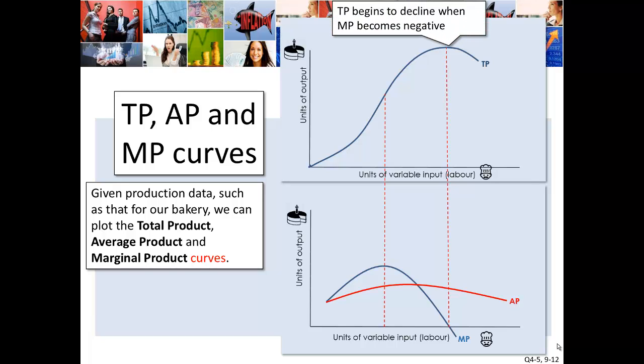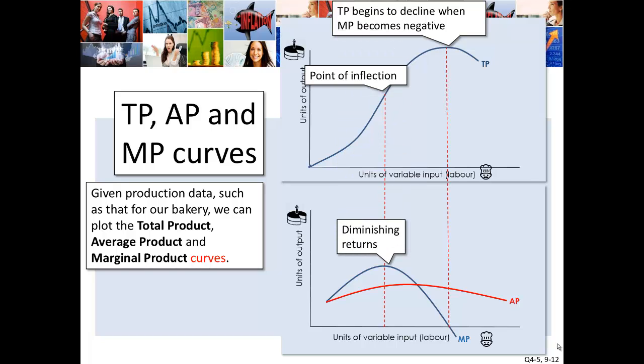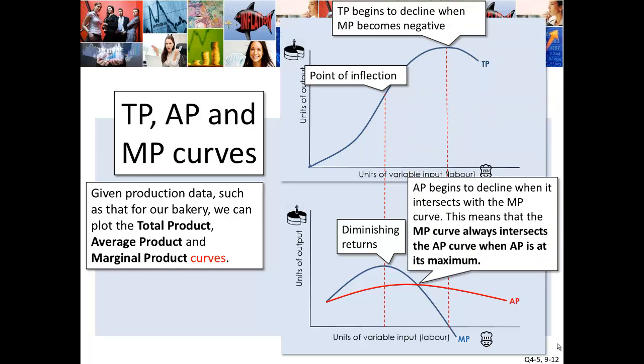So total product begins to decline when marginal product becomes negative. And that point of inflection, we know that diminishing returns are starting to set in. So marginal product begins to decrease. The point of inflection with total product equals the diminishing returns in the marginal product. And average product begins to decline when it intersects with the MP curve. This means that the MP curve always intersects with the AP curve when AP is at its maximum.